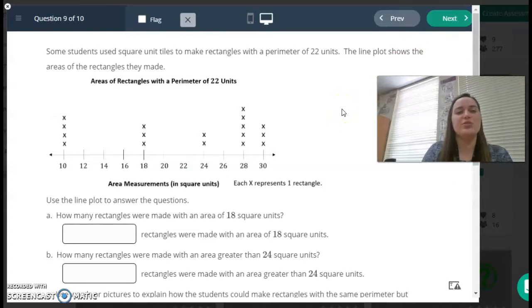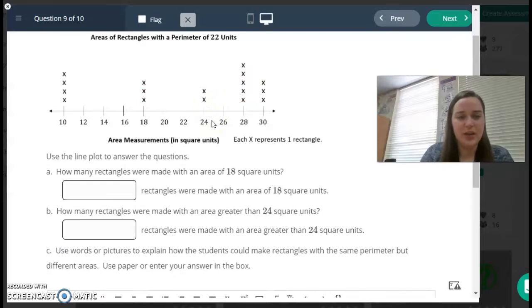Okay, next one. Some students use square unit tiles to make rectangles with a perimeter of 22 units. The line plot shows areas of the rectangles they made. So we got a line plot here. We see that the area measurements, so it's talking about these numbers, are in square units, and each X represents one rectangle. Use the line plot to answer the questions. How many rectangles were made with an area of 18 squares? Okay, so with an area of 18. That means we are only looking at 18, which means our answer is 3.